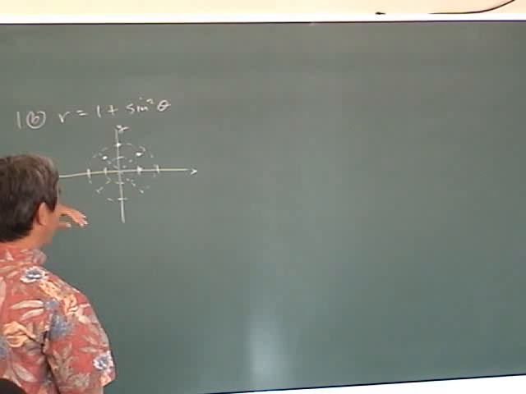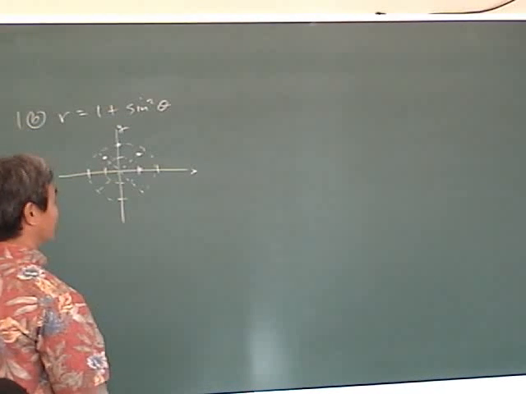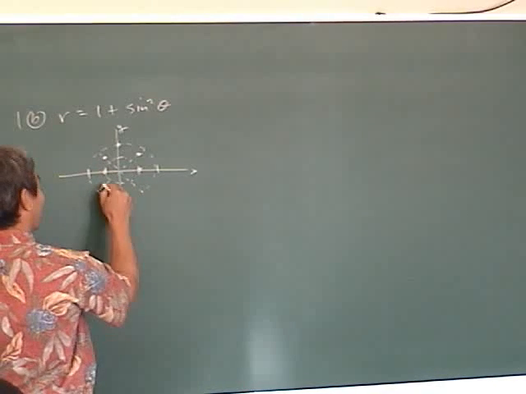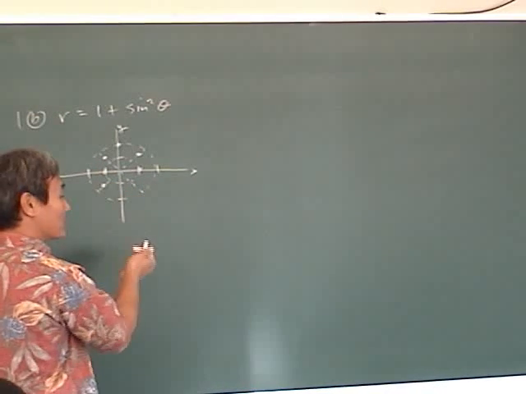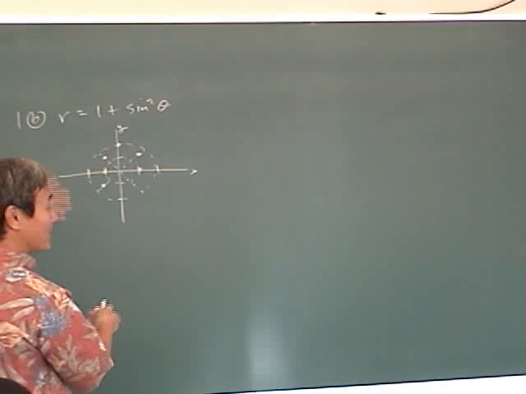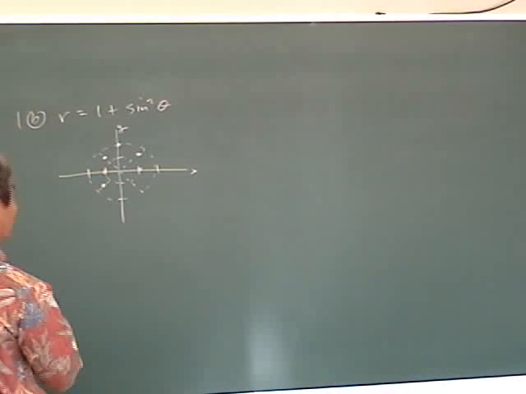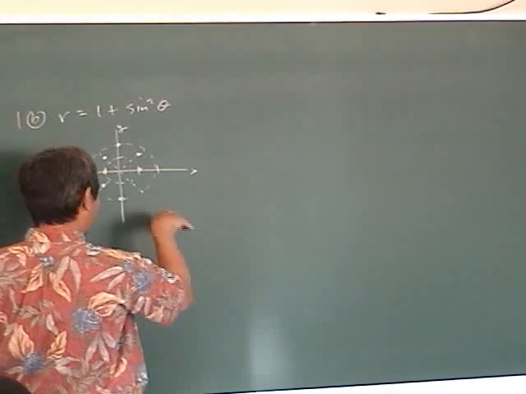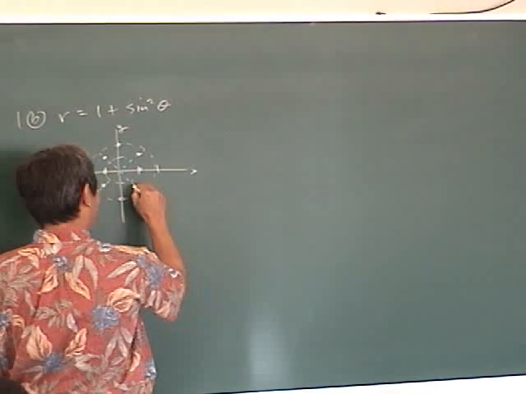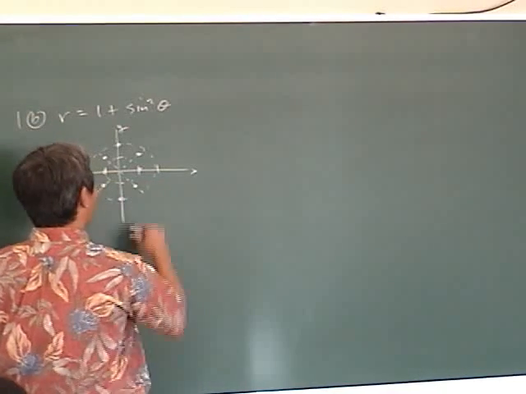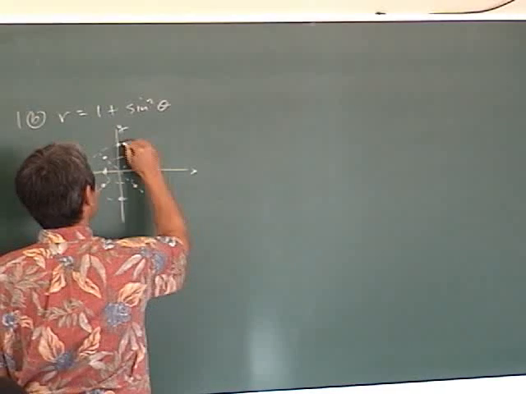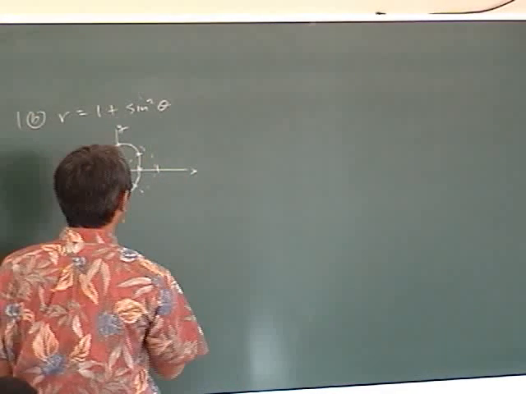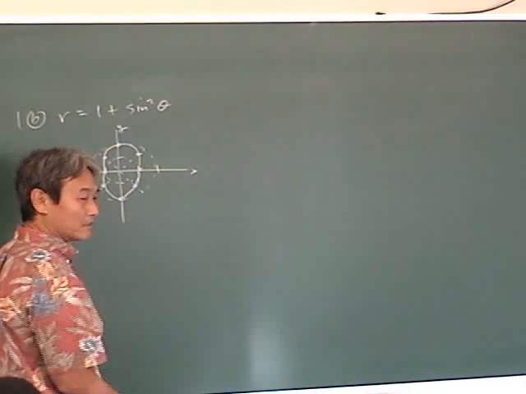Pi. 1. 5 pi over 4. 1.5 again. Anytime it's root 2 over 2, you square the thing. Doesn't matter if it's positive or negative, you're going to get 1/2. 3 pi over 2. 2. 7 pi over 4. 1.5 again, and then back to 1. So all you got to do is connect the dots. It's kind of like a peanut, yeah? You get a peanut looking thing?